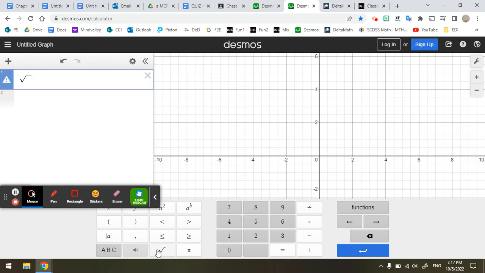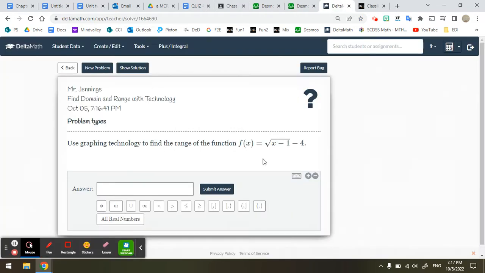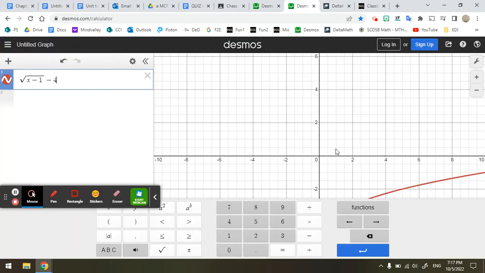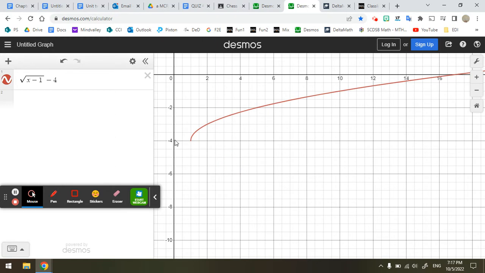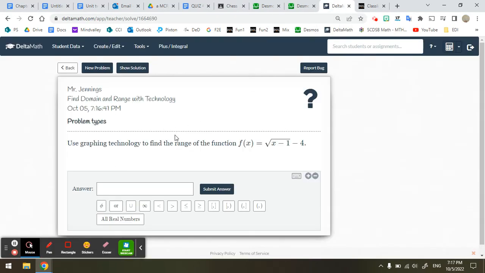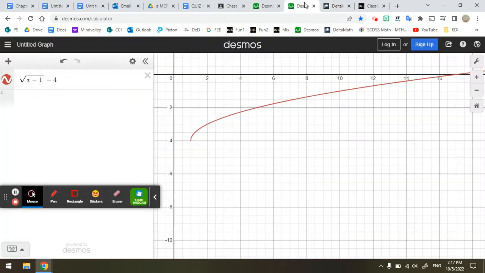Because it will build your abilities. So I've got the square root of x minus 1, and then outside the square root, minus 4. Make sure it looks just like what you're seeing in Delta Math, because if you plug that in wrong, like where the square root sign ends, then it won't be correct, okay? And then we can visualize what this looks like. What have we been asked for? Domain or range? The range of this function.